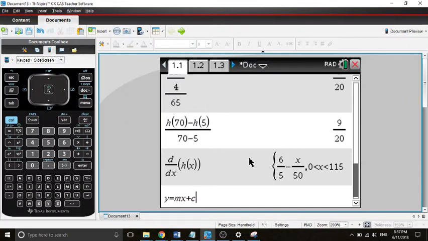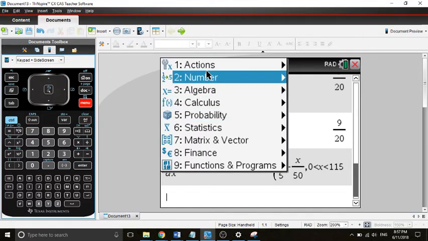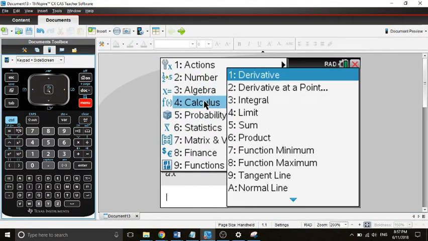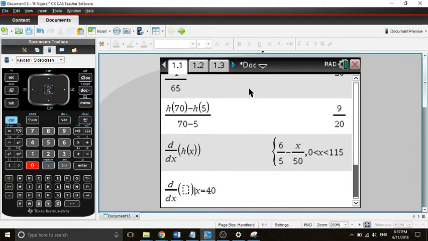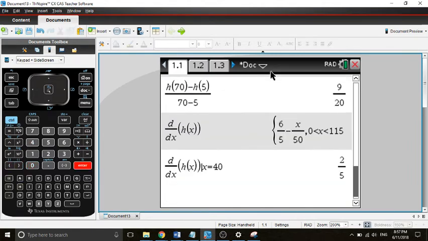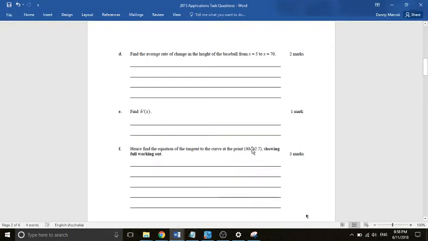So we're going to say menu, calculus, derivative at a point, x value is 40, of h of x, so 2 over 5. That's our value of m, 2 over 5. So we'll say y equals mx plus c. Now for y, we choose our y coordinate, which is 32.7.